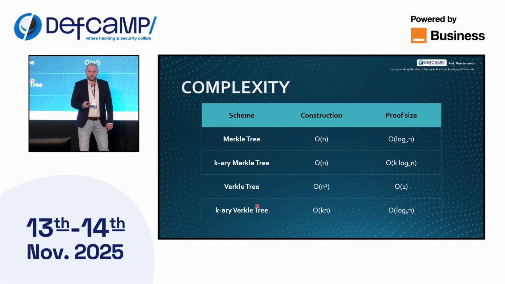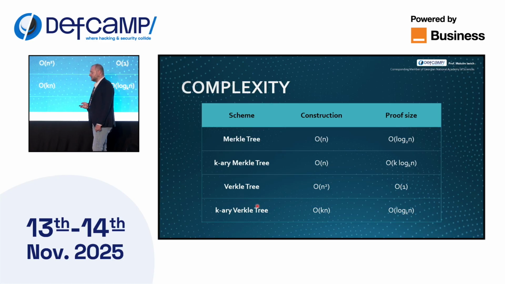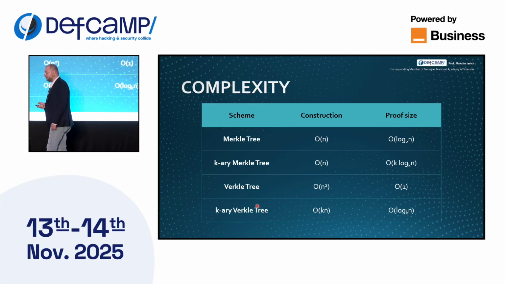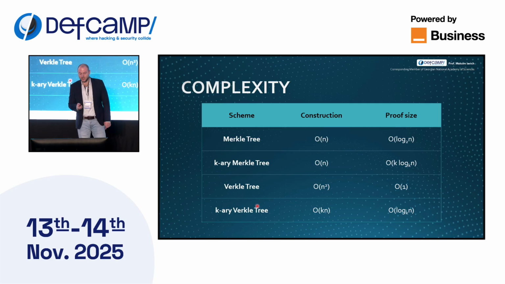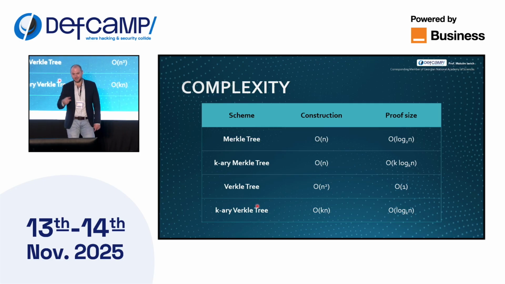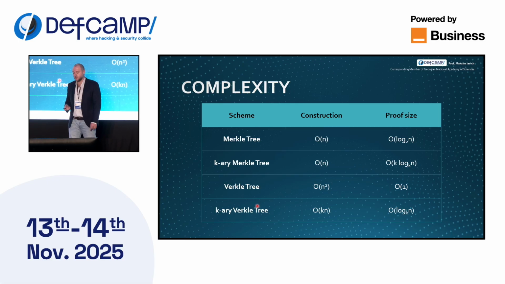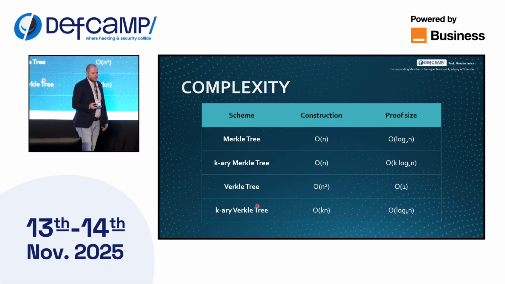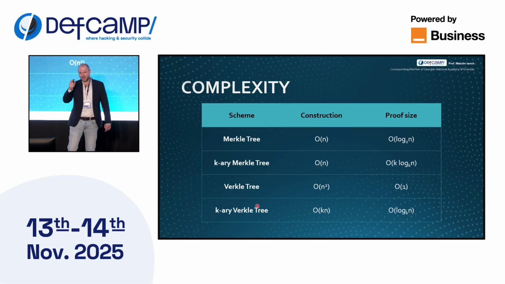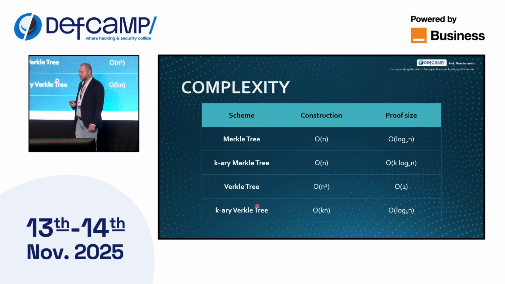When you analyze the complexity, it's very efficient. You can see that the Merkle tree has a proof size of log n. The Kyber-Merkle tree has a bigger proof size, a bigger digital signature. The Verkle tree has a constant proof size, O(1). The Kyber-Verkle tree has a bit bigger one, but it depends on the settings, and it is very efficient to construct the tree.